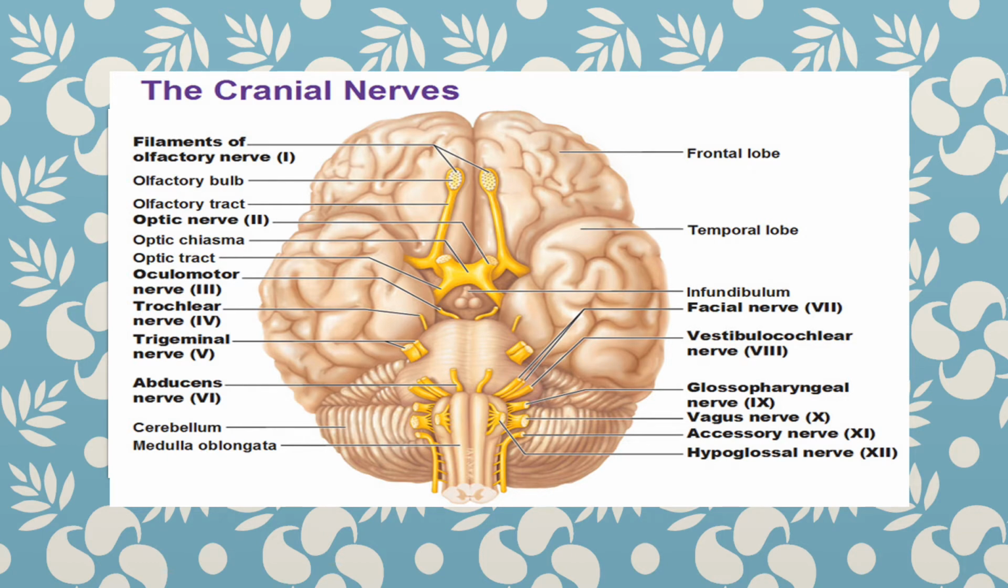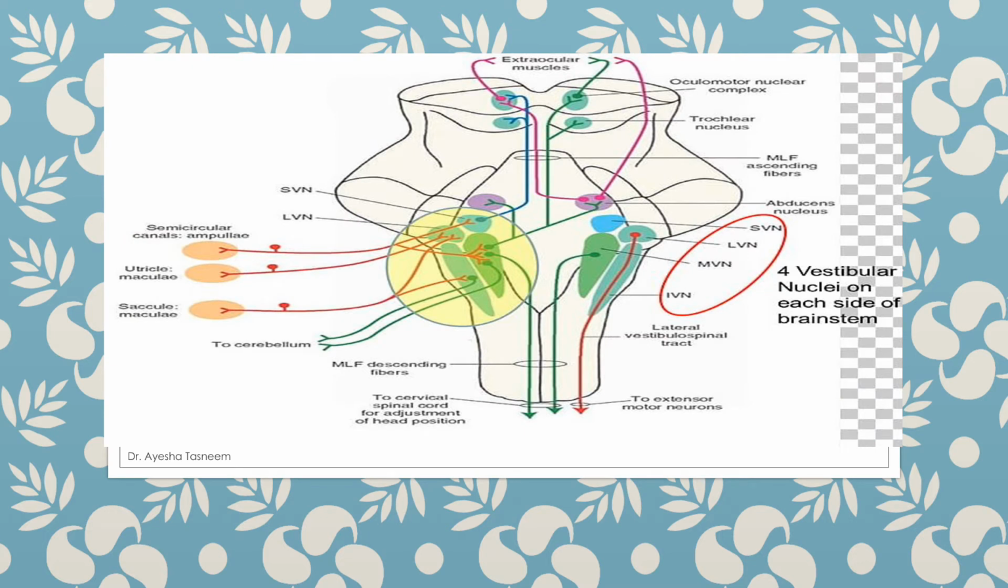The vestibulocochlear nerve has two distinct parts, the vestibular nerve and the cochlear nerve, and they leave the brain stem along with the facial nerve, and they travel towards the internal acoustic meatus.